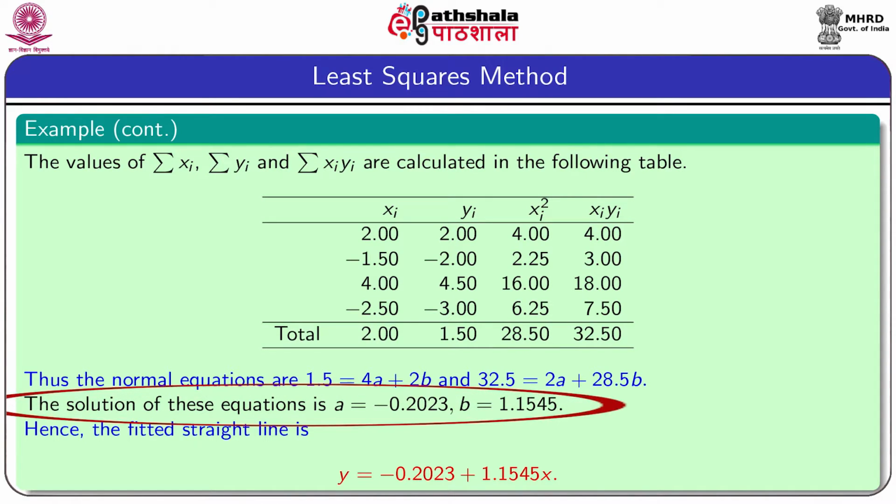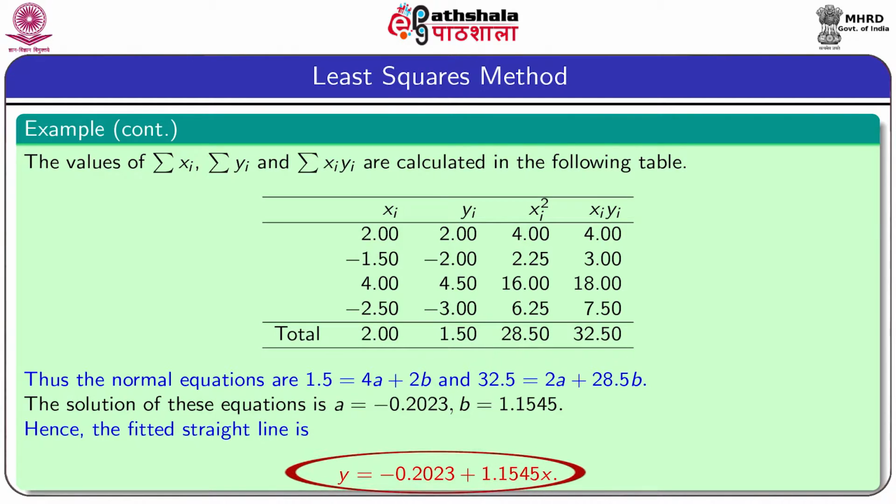The solution of these equations is a equal to minus 0.2023 and b equal to 1.1545. Thus, the fitted straight line is y equal to minus 0.2023 plus 1.1545x. So, this is the final fitted straight line for the given sample points.